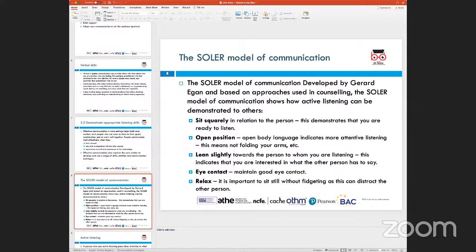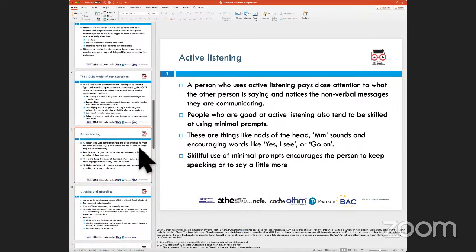And in this case, when you speak, they are listening, and when they speak, you're actually paying attention to what they're saying, rather than fidgeting about or creating any sort of distraction. So this model is very useful when we talk about active listening.